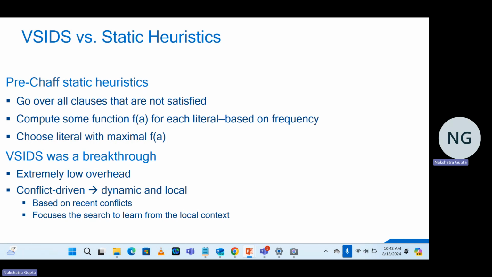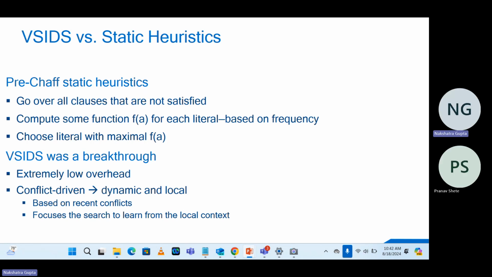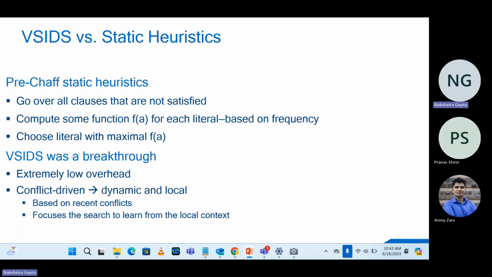So this heuristic was essentially a breakthrough. Why is that? Because in the heuristics before Chaff, they went over all the clauses and computed some function f over every literal, every variable, and then chose that variable. But that is extremely inefficient, because at every decision point you need to go over the whole formula. And it also doesn't take into account the latest conflicts. This was a breakthrough because it has an extremely low overhead. You have kind of a priority queue, which is very cheap and efficient, and you don't need to go over all the clauses at every decision point.